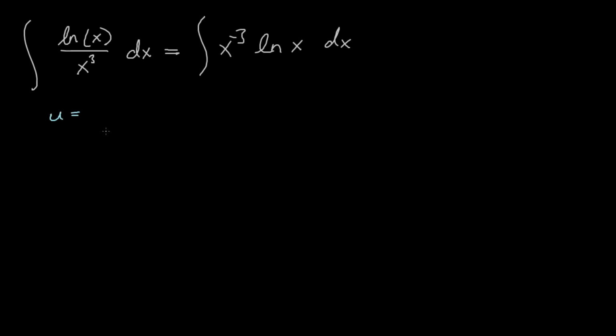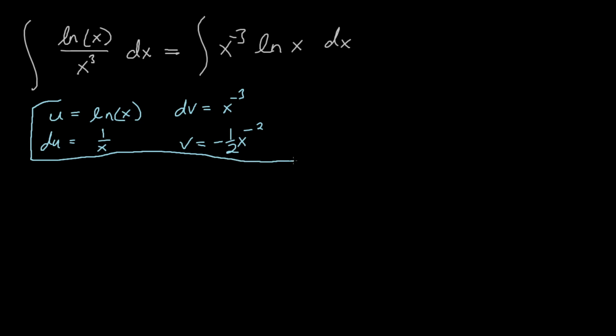So our u should be natural log of x, because that is going to be easier to differentiate than it is to integrate. I mean, we can integrate natural log of x, but it won't be as nice. That'll be 1 over x, and then our dv will be x to the negative 3, and v will be, let's see, inverse power rule, negative 1/2 x to the negative 2. So there's all our formulas that we need.